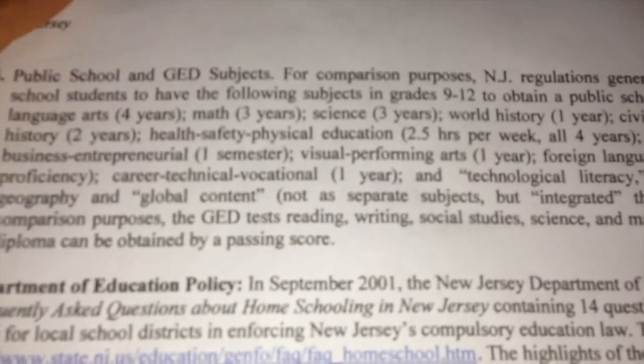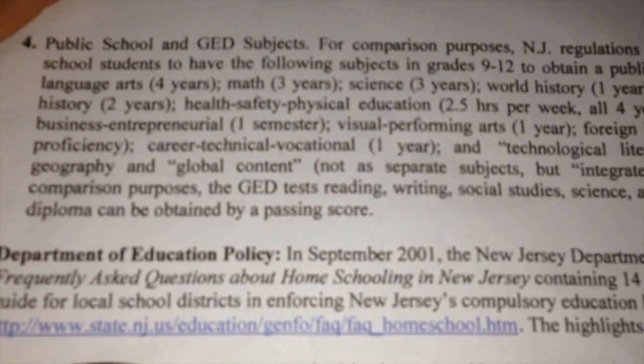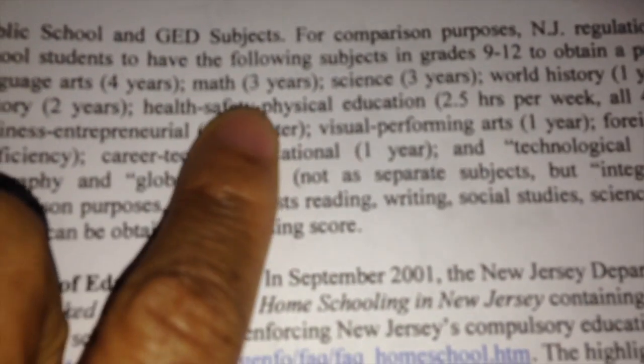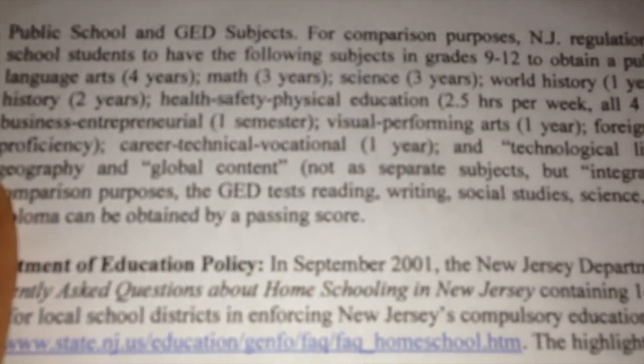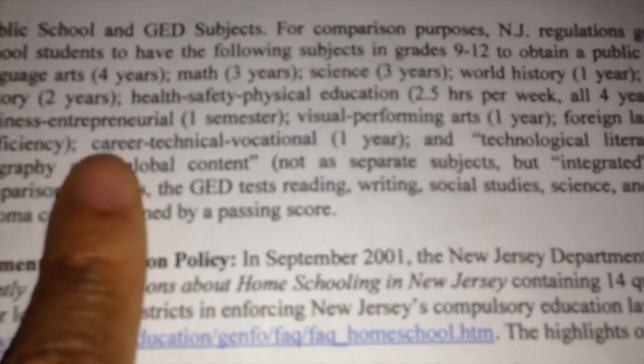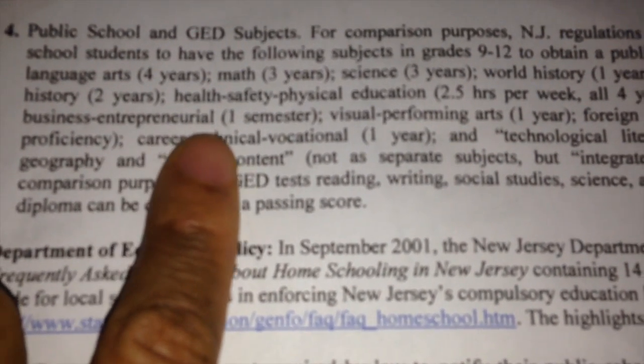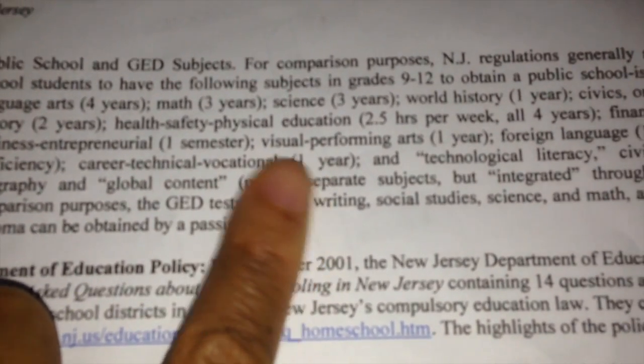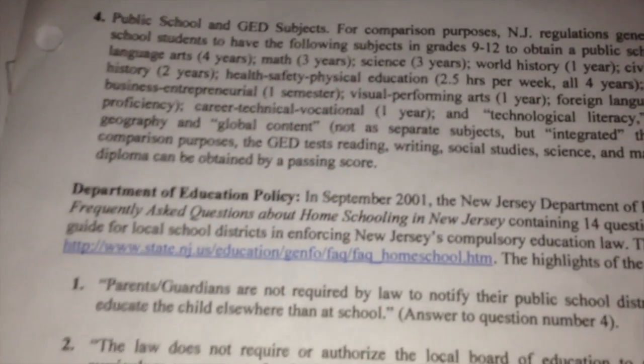Okay, so now over here, these are the requirements for my state. And just to show you, you have 4 years of language arts, 3 years of math, 3 years of science, world history 1 year, with civics or U.S. government. You have business entrepreneurial 1 semester, visual performing arts. Okay, so now you get the idea.